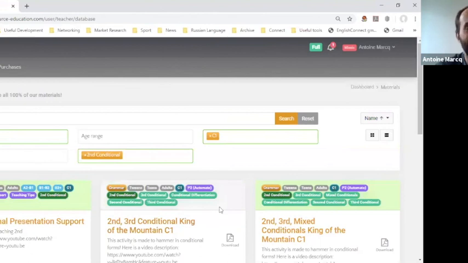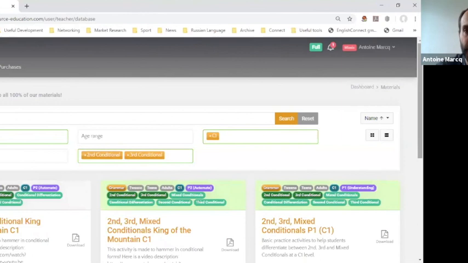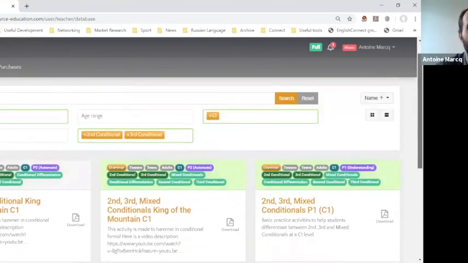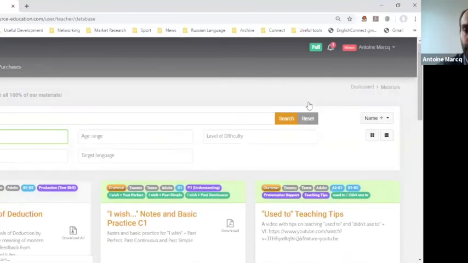Actually, I want a review activity. I don't want just second conditional. I want second and third conditional. So I'm going to click on third conditional as well. And now I only have activities of C1 level that include second and third conditional. All right?